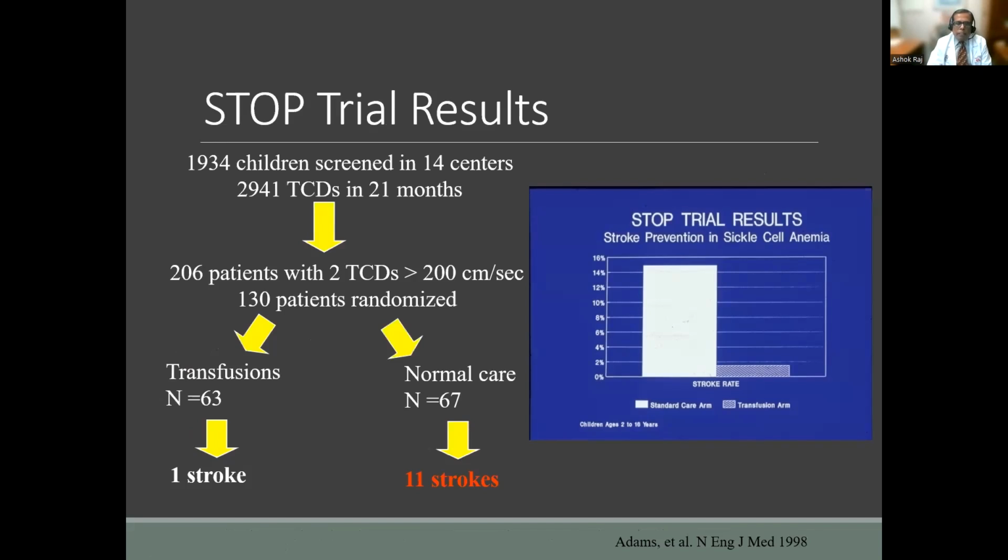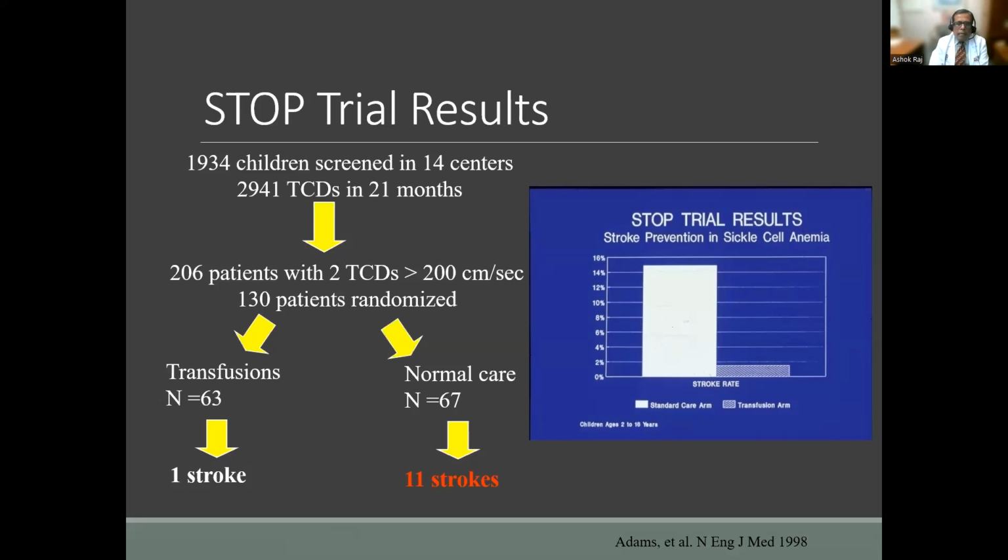And based on these results, they said patients who have TCD velocities greater than 200 centimeters per second are at high risk of developing stroke, and they have to be maintained on chronic transfusion. So such patients here, we place them on long-term erythrocytapheresis if they are a little bit older, 3 years or above. If they're younger than 3, we keep them on simple transfusion till such time that they can have a vortex port placed for chronic transfusion.